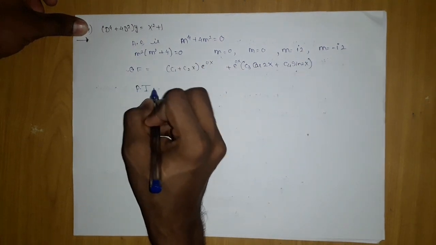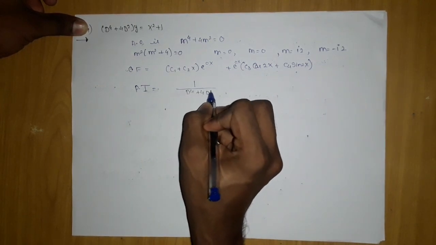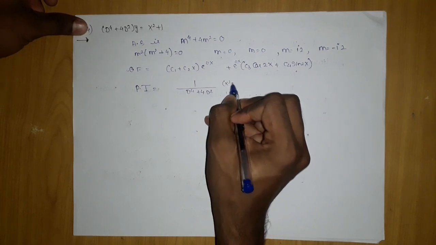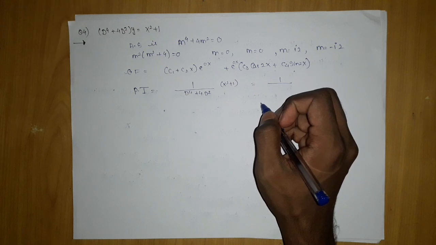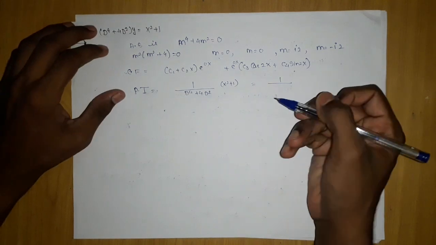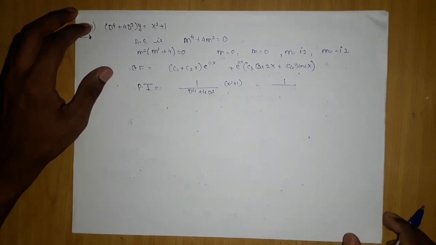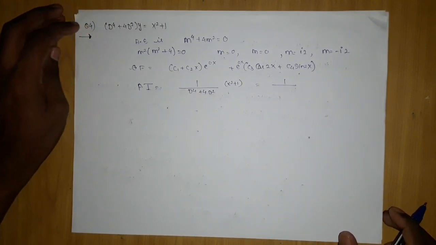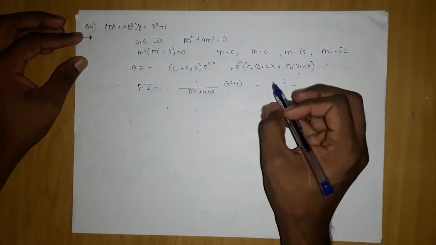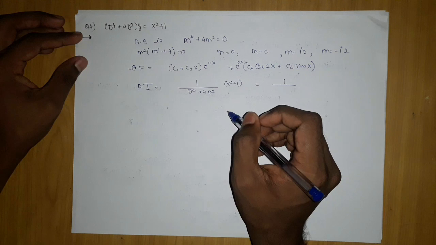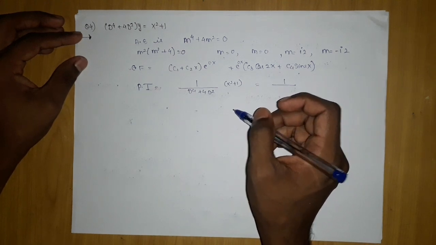Particular integral, we will do the same thing: 1 by D power 4 plus 4D square into x square plus 1. Take the lowest power outside. What is the lowest power? Now children make the same mistake again and again. Whatever coefficient is attached with the lowest power, you have to take that also common. They take only the D square common. Please don't do that, otherwise 1 will not be created, and we want to create the 1 upon 1 plus x or 1 upon 1 minus x format.